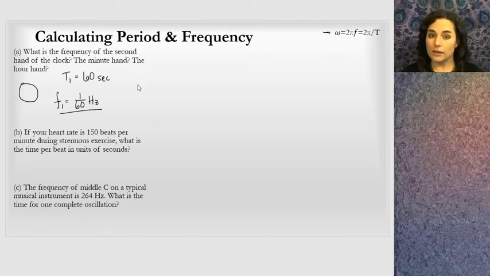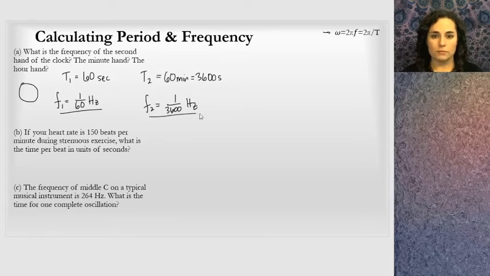This is not angular frequency. This is plain frequency. In the second situation, it wants the period of the minute hand. Well, it takes an hour for the minute hand to go all the way around. I know that's 60 minutes, which is 3,600 seconds. So when I find the frequency of the minute hand, I'll have 1 over 3,600 hertz. And that's the frequency of the minute hand.